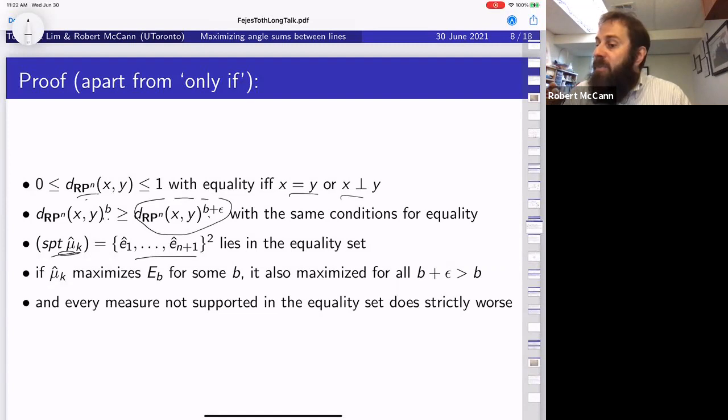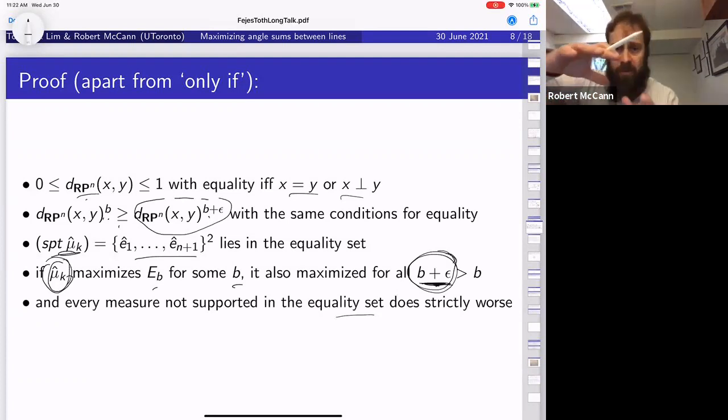And so this comparison tells us that if this conjectured optimizer actually is optimal for some b, it's also optimal for all larger b, and moreover, any other optimizer for this larger value of b can't be supported outside the equality set. So any other optimizer for this larger b has to have the same support as the conjectured one, or else be a rotation of the conjectured one.